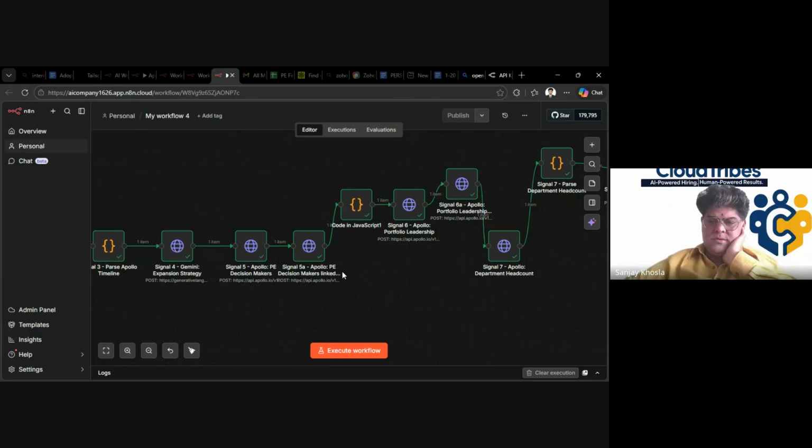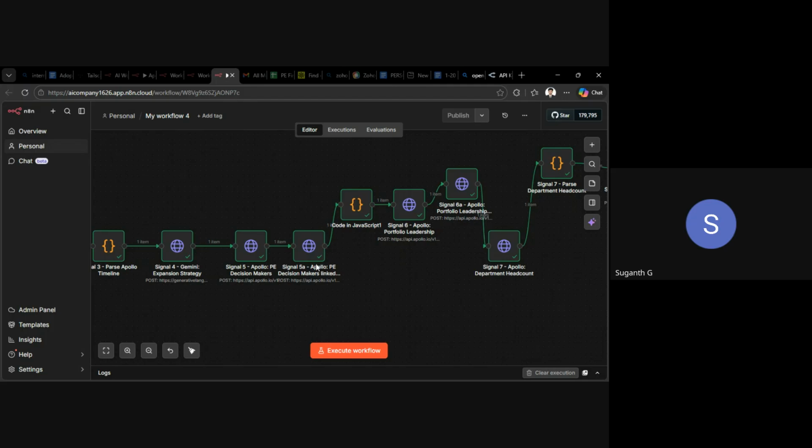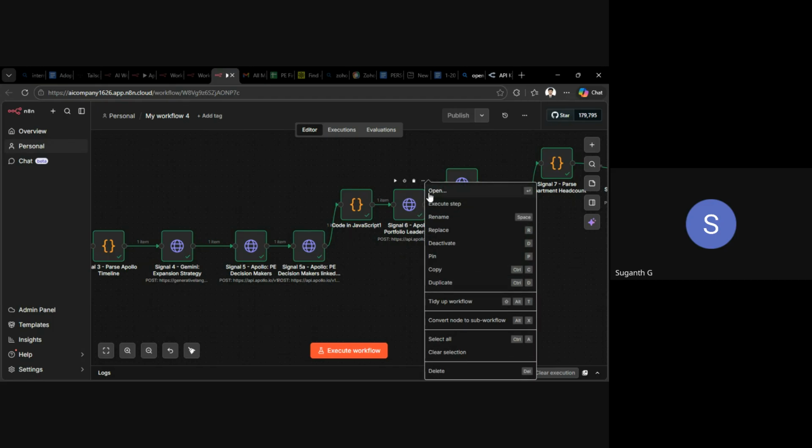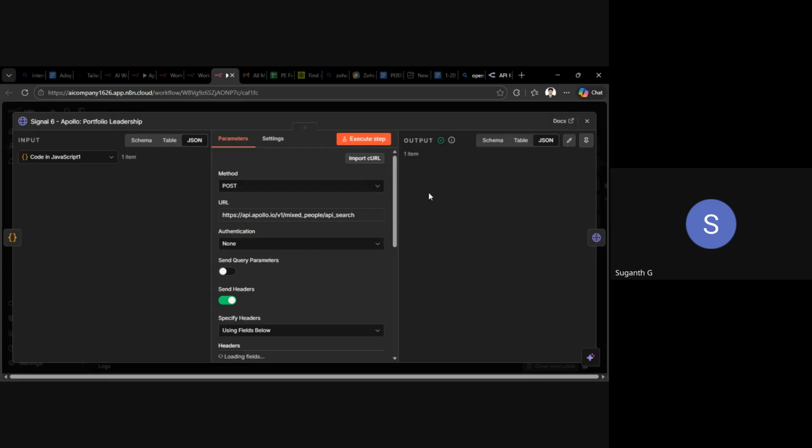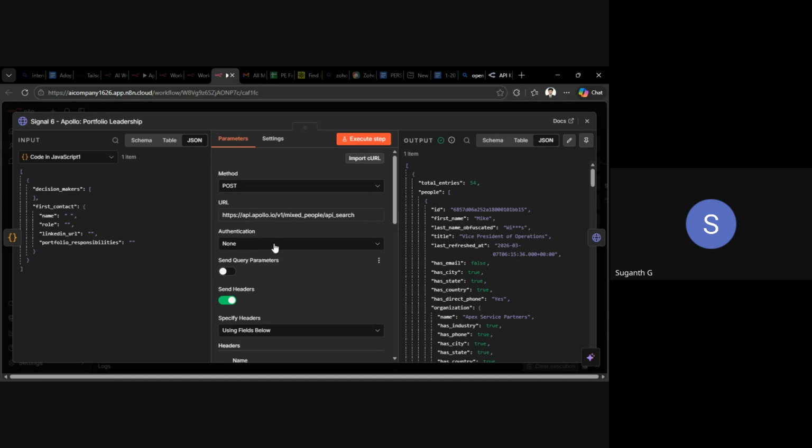Yes. So after we enrich their LinkedIn, mobile number and the email addresses, again I converted the text format into JSON. After that we filter out the portfolio leaderships in those PE companies.